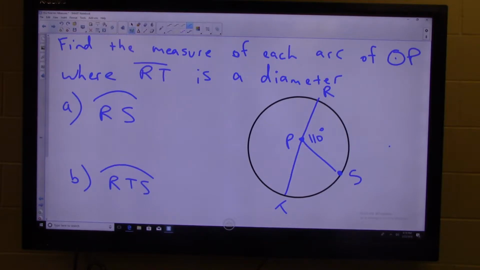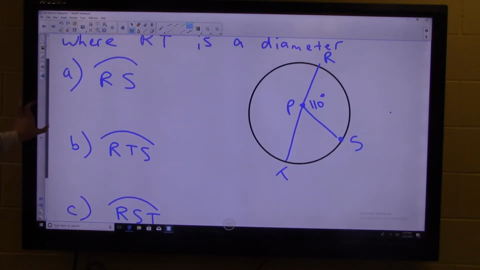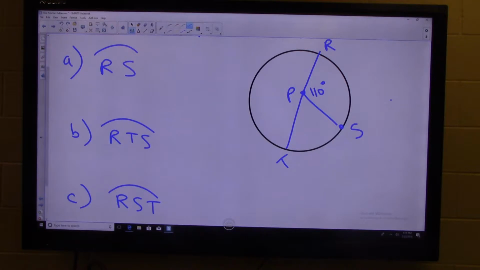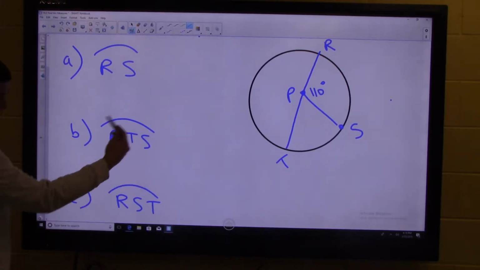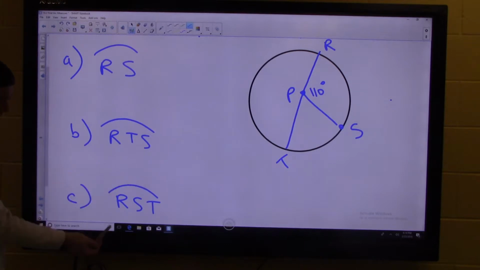So whether I have guided notes or you're writing this down on your own, again, probably want to pause it. Now there's actually three things we want to find here. So I'll scroll down. We want to find arc RS, which we will. We'll find arc RTS, and we'll also figure out what RST is. I want you to notice there's a difference between arc RTS and arc RST. Okay, we'll talk about that.